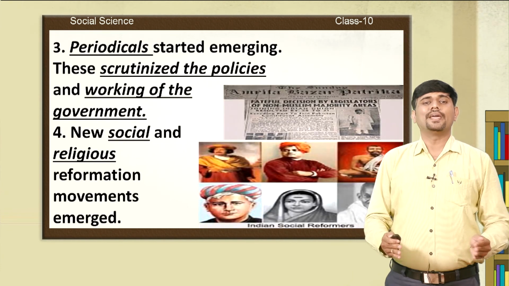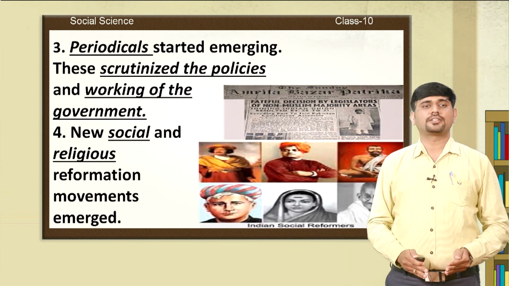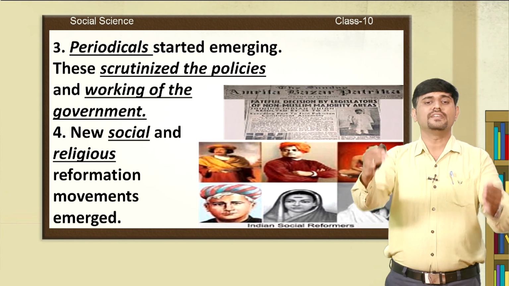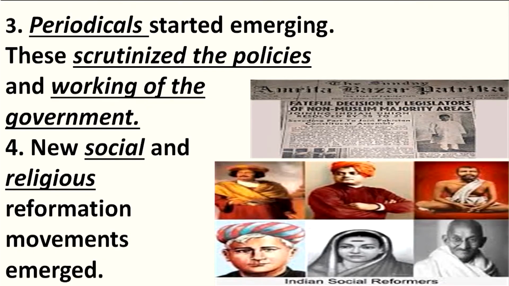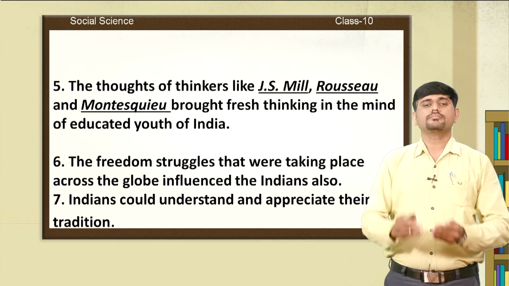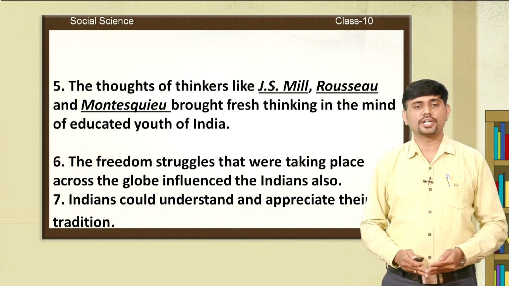Not only that, periodicals started emerging. These scrutinized the policies and working of the government, and criticized the government's unjust policies in newspapers, dailies as well as weeklies. New social and religious reformation movements were also started at the same time by socio-religious reformers like Raja Ram Mohan Roy, Swami Vivekananda, Ramakrishna Paramahamsa, Jyotiba Phule, Savitribai Phule, Mahatma Gandhi. All these social reformers started new socio-religious reformation movements as a result of the introduction of Western education.